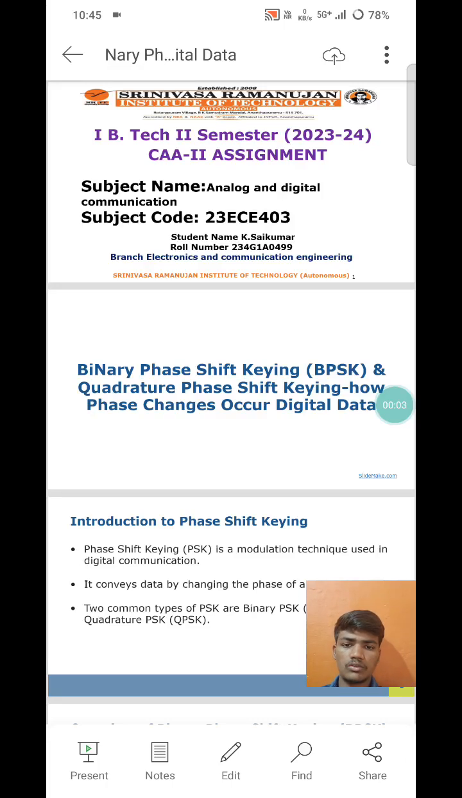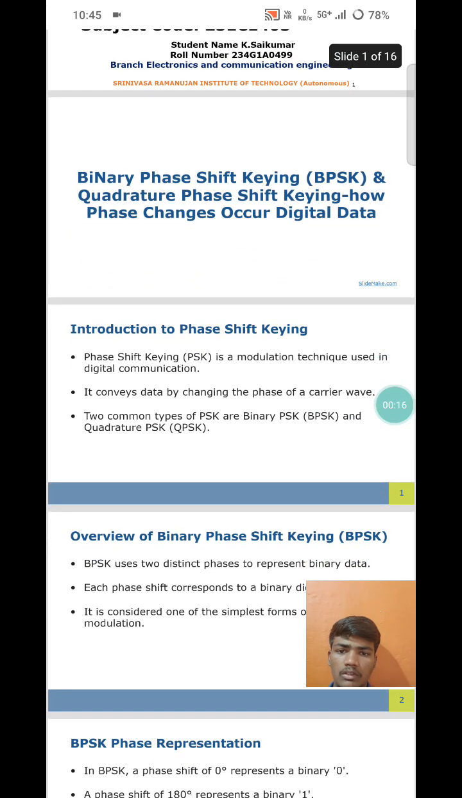My name is K. Sajmar and my roll number is 234G1804999 and subject name is Analog and Digital Communication and subject code is 23EC403 and my branch is Electronics and Communication Engineering and my topic is binary phase shift keying BPSK and quadrature phase shift keying QPSK. How phase changes occur in digital data.